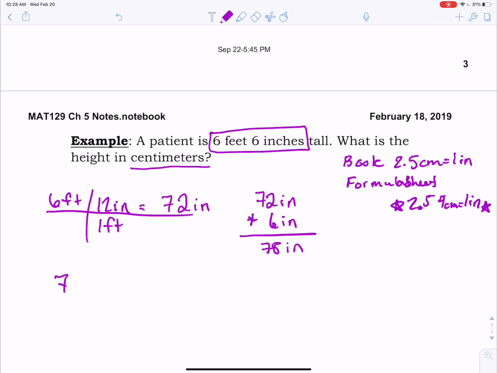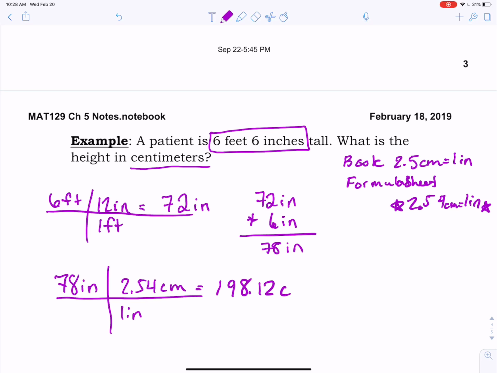Now I'm going to use my dimensional analysis to convert this to centimeters. So I know in 1 inch there's 2.54 centimeters. And if I do this, 78 times my 2.54 gives me 198.12 centimeters. They did not tell me to round anywhere, so I won't. But if they did ask me to round, I would round appropriately.